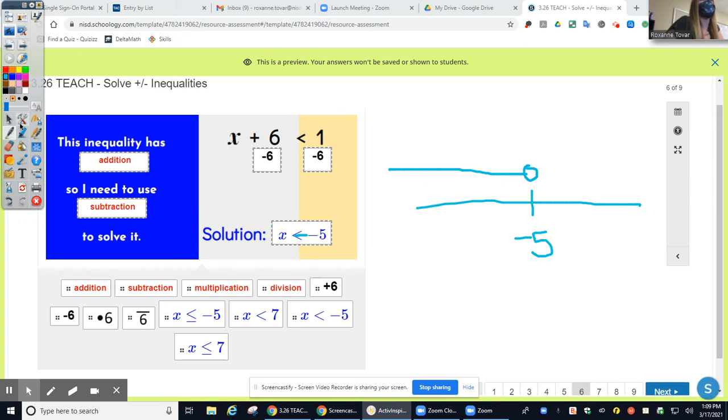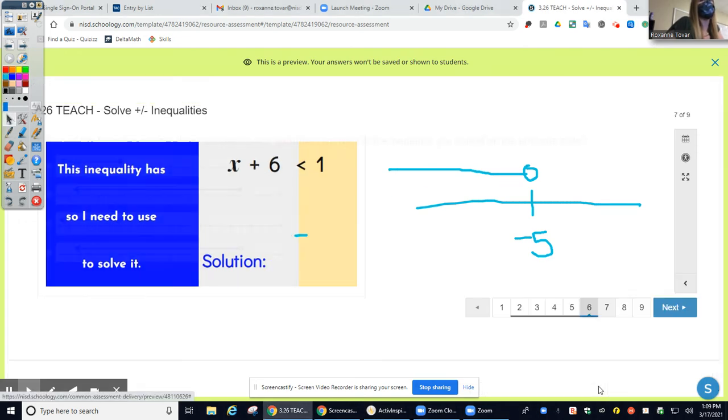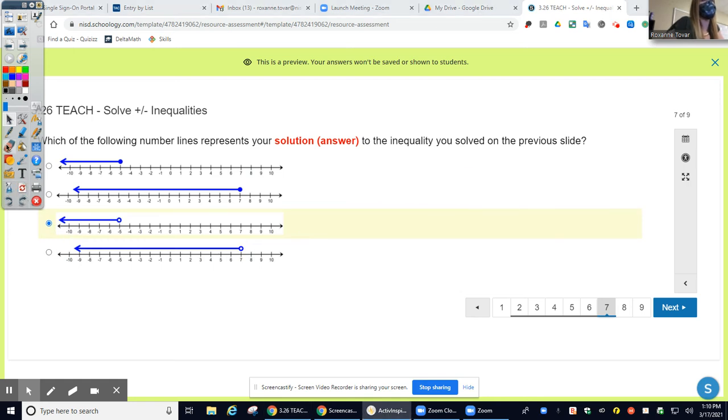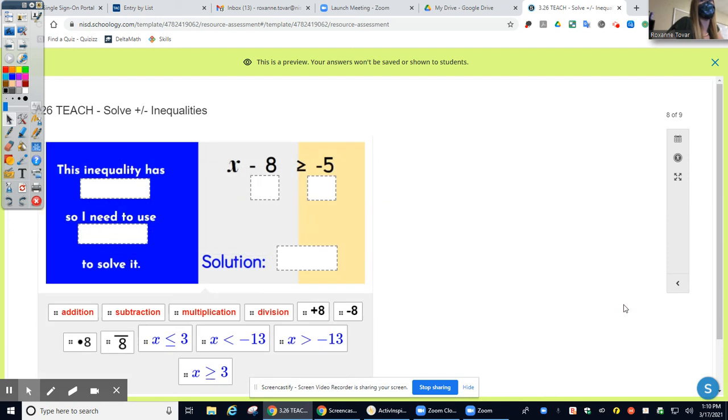So when you go to the next one, you're going to be looking for that open circle above the -5 being shaded to the left. So you're going to want to choose the third one down. Okay, last one we're going to do together.